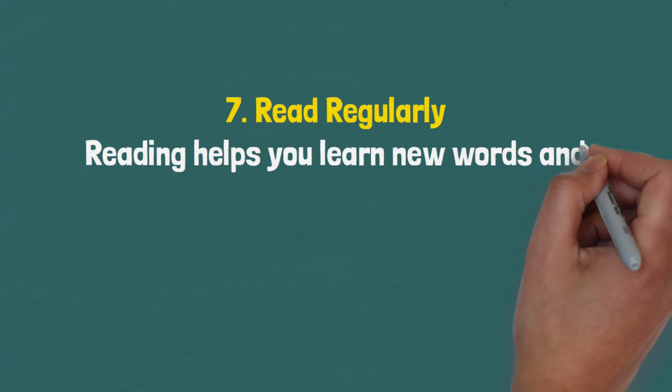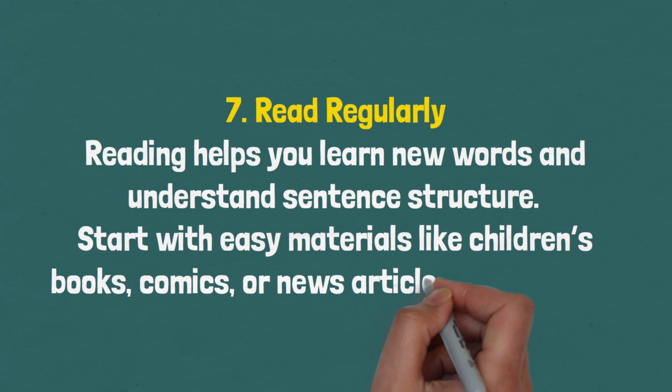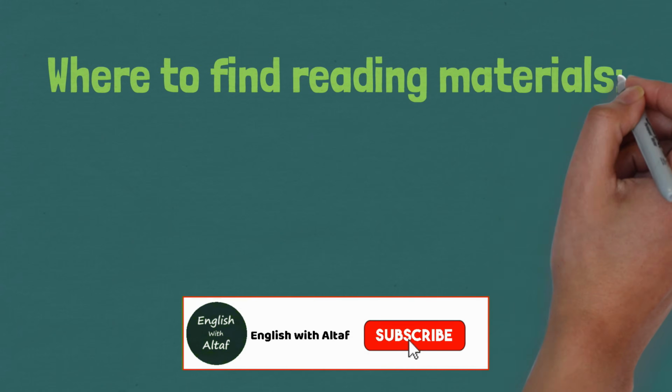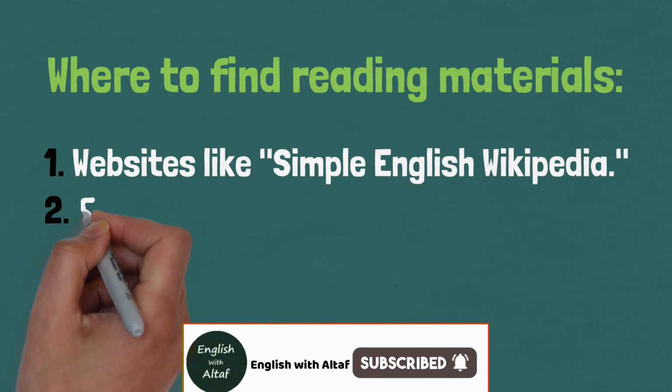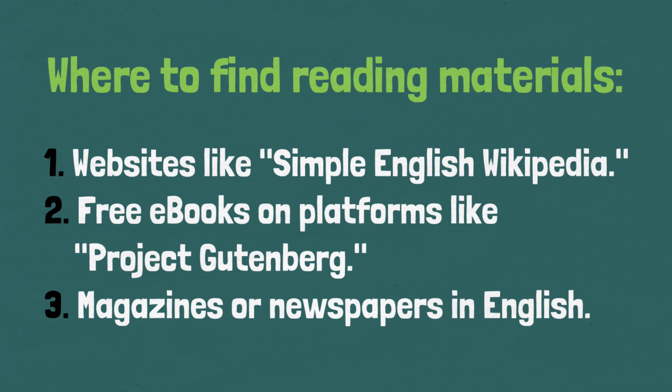7. Read regularly. Reading helps you learn new words and understand sentence structure. Start with easy materials like children's books, comics, or news articles for learners. Where to find reading materials? Websites like Simple English Wikipedia, free ebooks on platforms like Project Gutenberg, magazines or newspapers in English.